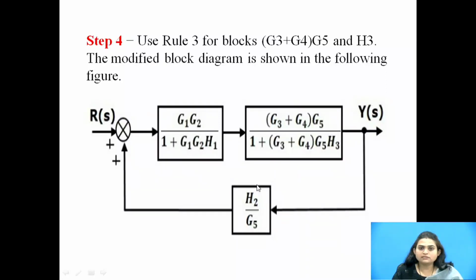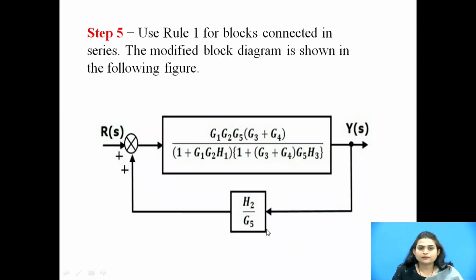Now if we observe this block diagram, we can see that these two blocks are connected in cascade and in series. So these two blocks get multiplied and then it will form a minor feedback loop with this H2 by G5. Here step 5, here we have to use rule 1 for the blocks connected in series. So this is our simplified block and this is the modified block diagram.